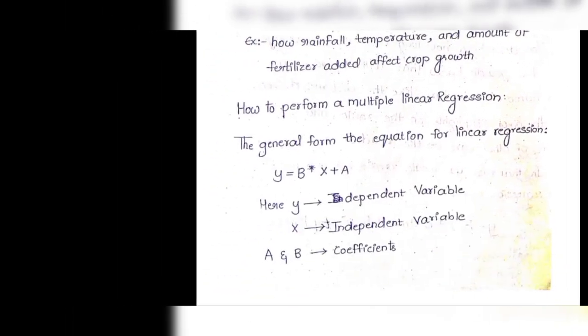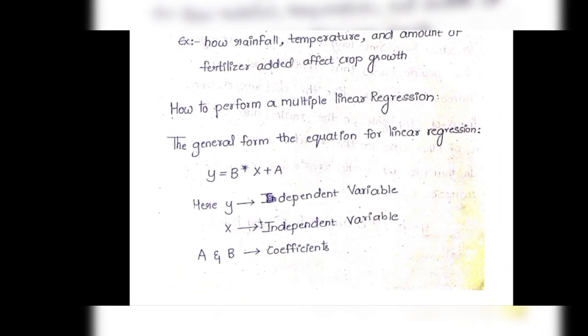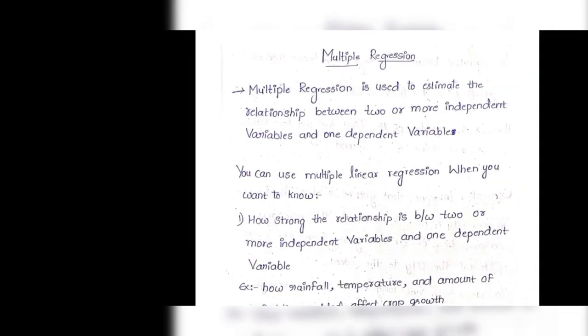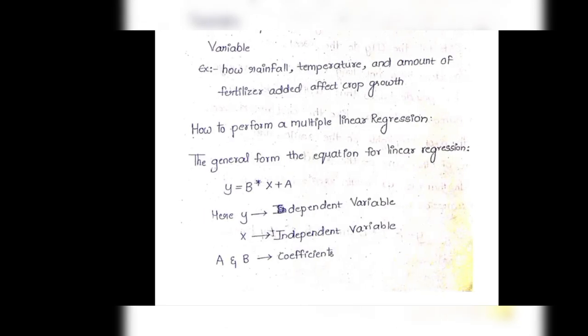Then how do we perform multiple linear regression? First, the general form of the equation for linear regression, which I told you about before. The general form is y equals b times x plus a. Here y is the dependent variable and x is the independent variable, whereas a and b are coefficients. So this is the general form of the linear equation.